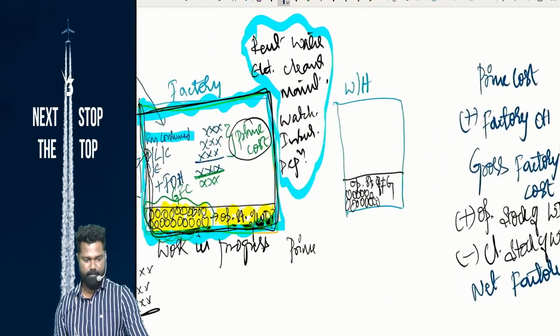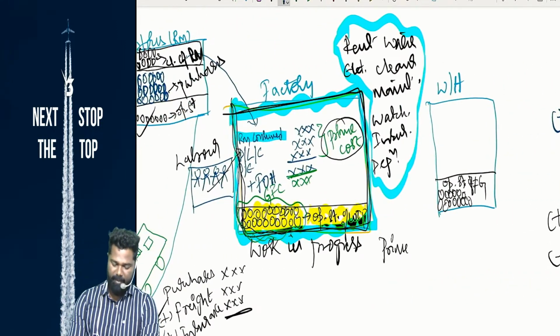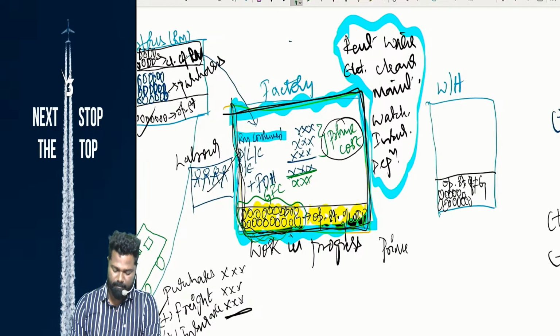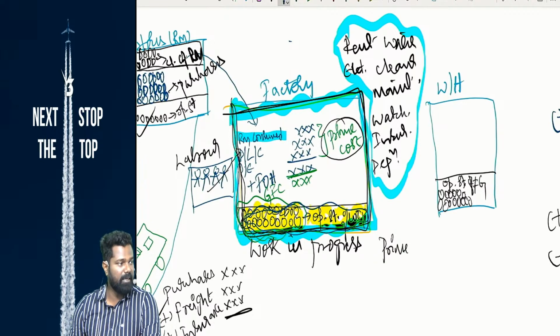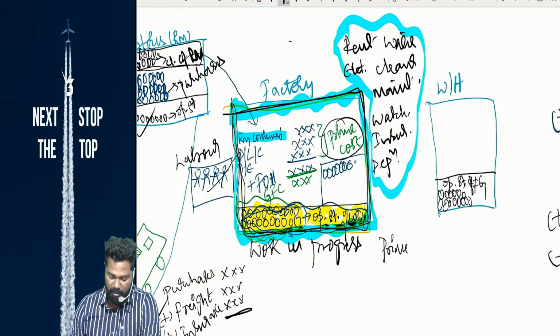Okay, so come here then. The same factory here, tell me children. Okay, this is gross factory cost. We added what? Opening WIP. We added opening WIP to this gross factory cost. Clear? And then if there is any closing WIP, we will take that out too. Tell me. Let us assume these are what? These are closing WIP.